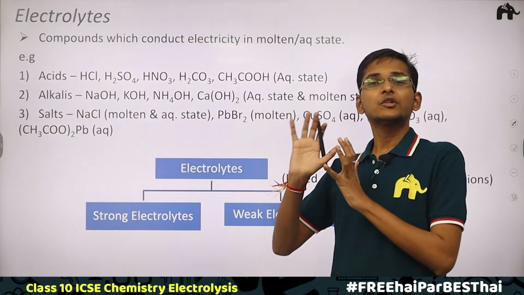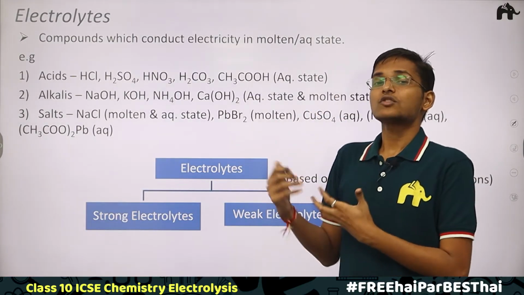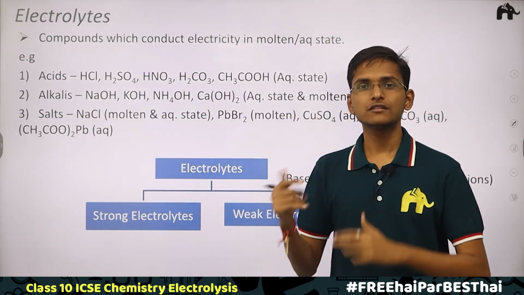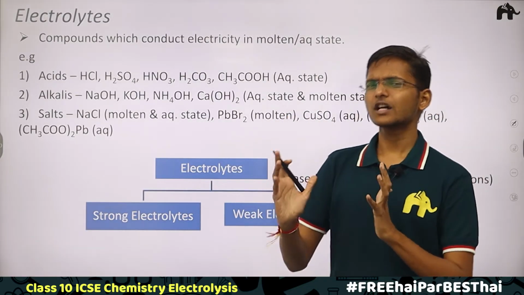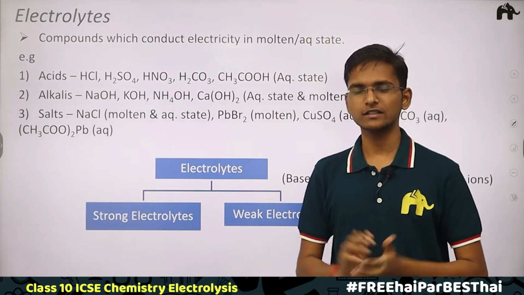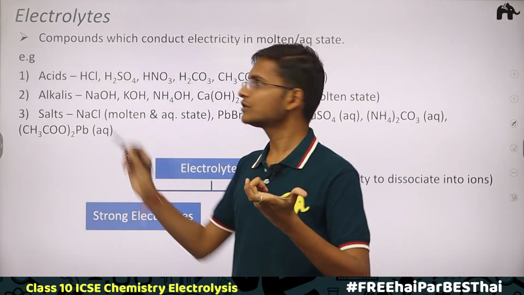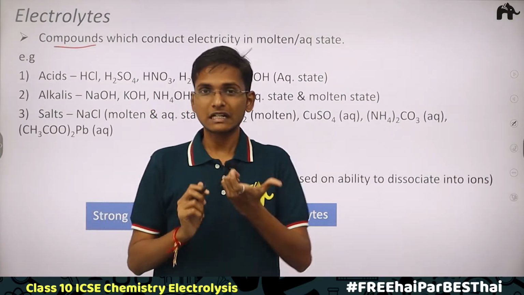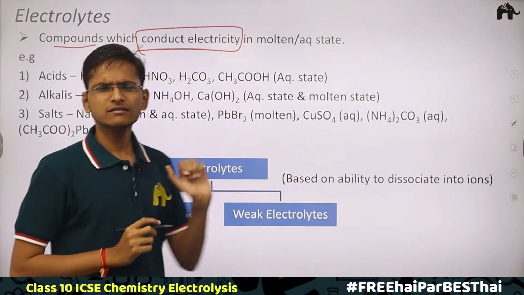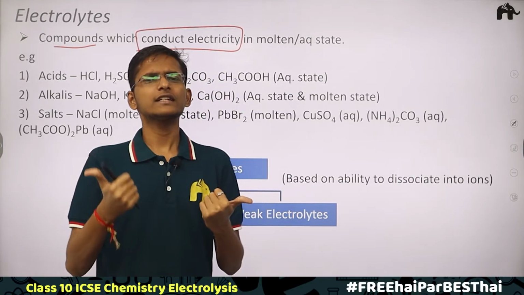Okay friends, so continuing the basics of electrolysis. What we are going to study next is electrolytes in a little more detailed way. So what are electrolytes? We have already seen that electrolytes are those compounds which conduct electricity in their molten state or in their aqueous state.